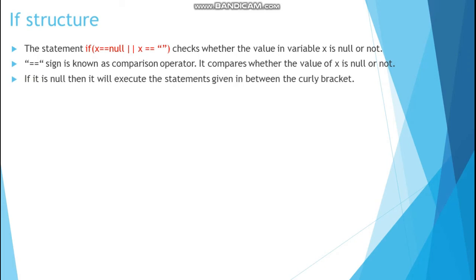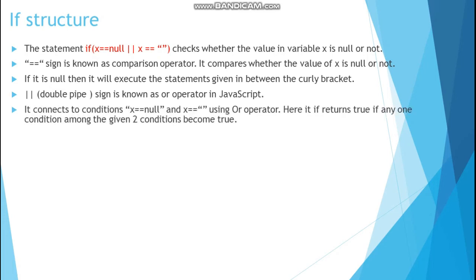If it is null, then it will execute the statements given in between the curly brackets. Double pipe sign is known as OR operator in JavaScript. Operators we will see ahead. It connects two conditions, x is equal to null and x double equal to double inverted comma blank, using OR operator.